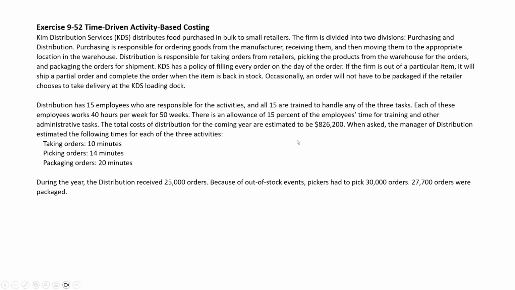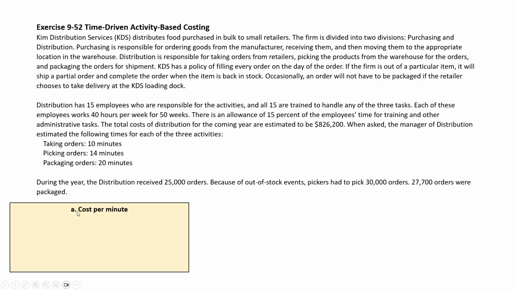And in particular, we're trying to look at the cost of distribution overall, which is given as 826,200, and drill down to a time-based measure. What would that cost be per minute? It also indicates to us that distribution performs three different tasks: taking orders, picking orders, and packaging orders. So I'm going to start out and calculate a cost per minute. Again, the cost in total is given as 826,200.